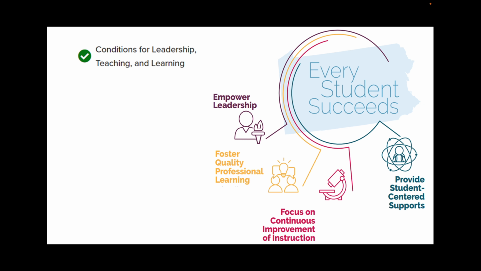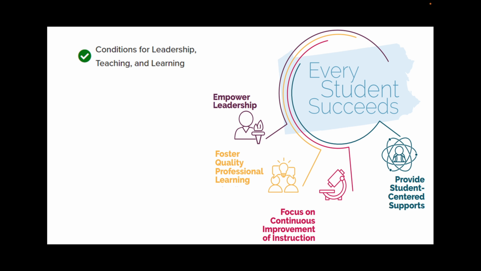Next, you'll need to rate your organization's conditions for leadership, teaching, and learning. There is an evidence base identifying explicit conditions and practices that are most critical for improved teaching and learning for all students. The PA Essential Practices for Schools is divided into 4 conditions necessary for school improvement efforts to flourish. 1 is to focus on continuous improvement of instruction. 2, empower leadership. 3, provide student-centered support systems. And 4, foster quality professional learning.